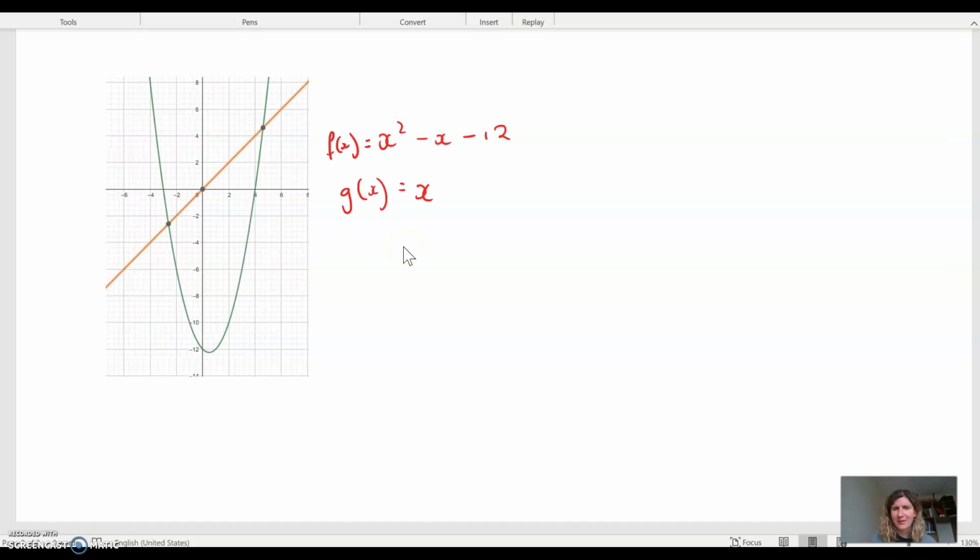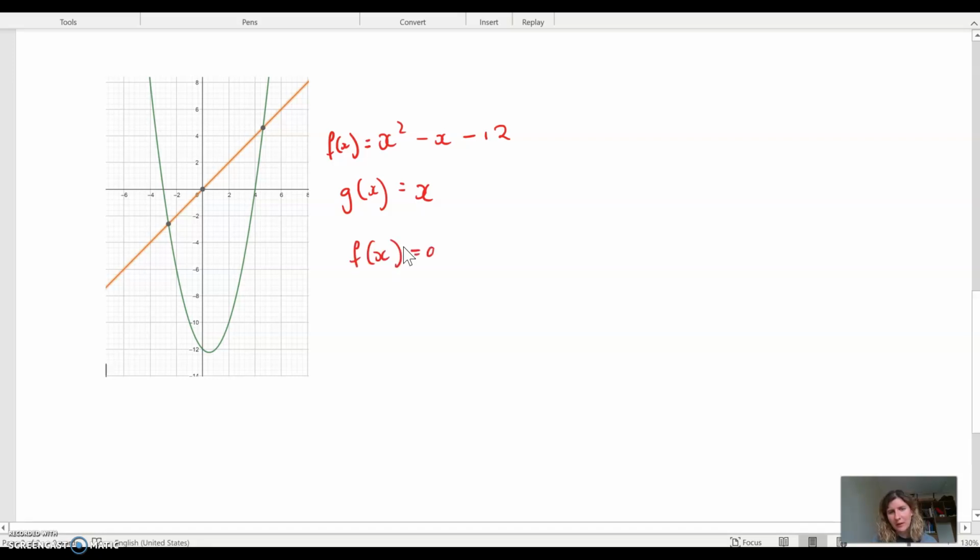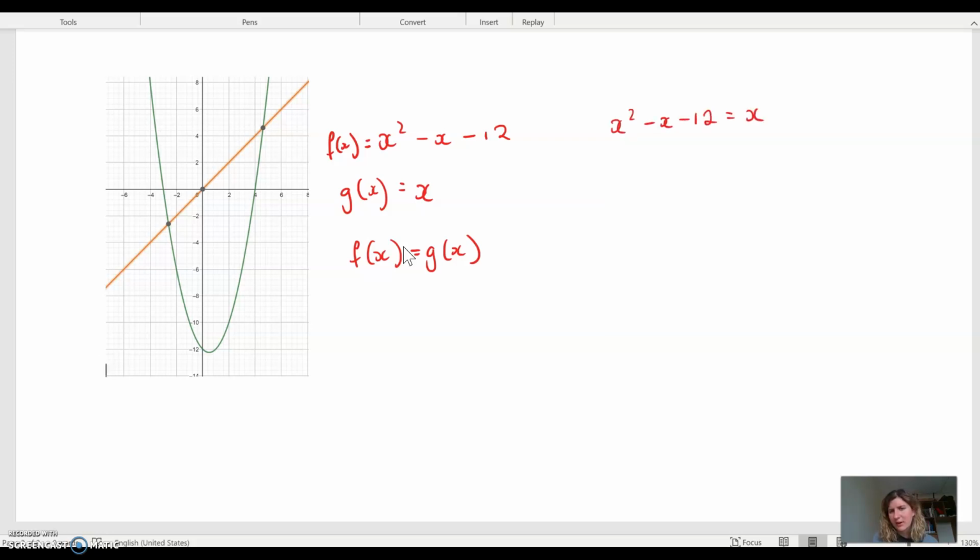Okay, so we've got f of x equals x squared minus x minus 12, and g of x equals x. Now we're wanting to find, where does f of x equal g of x? Where are they the same in terms of their coordinates? So again, what we do when we're solving is we have x squared minus x minus 12 equals x.